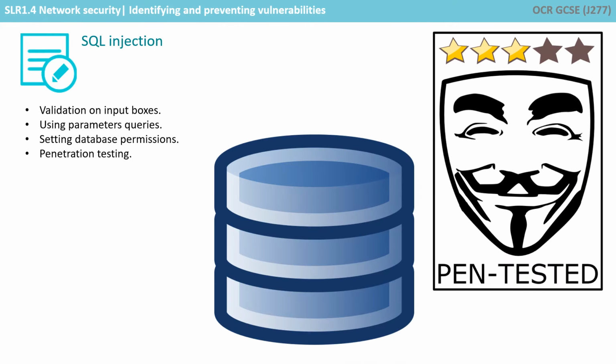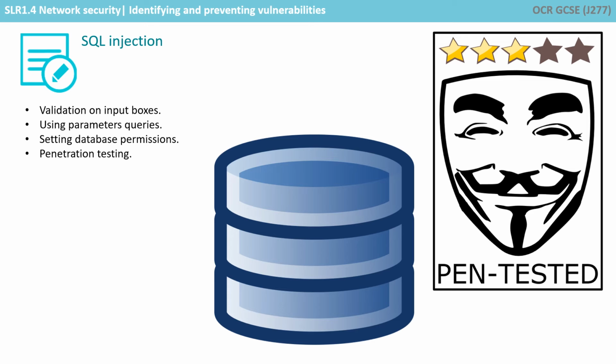SQL injection can be prevented with a number of techniques, just using simple validation on input boxes, looking for code that would not be relevant in that box, and then using a more advanced technique of coding, such as one called parameter queries. Now, you don't really need to know about these at GCSE, just understand that a parameter query is one approach to preventing SQL injection hacks.